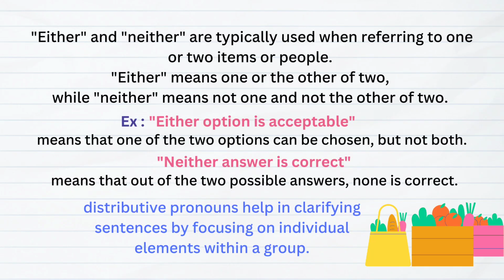Either and neither are typically used when referring to one of two items or people. Either means one or the other of two, while neither means not one and not the other of two. Example, either option is acceptable means that one of the two options can be chosen, but not both. Now see another sentence, neither answer is correct means that out of two possible answers, none is correct. Distributive pronouns help in clarifying sentences by focusing on individual elements within a group.